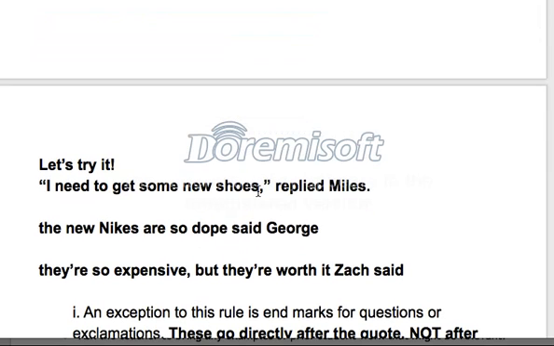Let's take a look at an example here. "I need to get some new shoes," replied Miles. Well, what's the tagline? It's obviously "replied Miles." He's replying to someone about what he needs to get. So we've identified the tagline, and then we identify what did he actually say? Well, he said, I need to get some new shoes. That's the information he was trying to pass along. So again, we surround that quotation with the quotation marks. These are the words that he says.